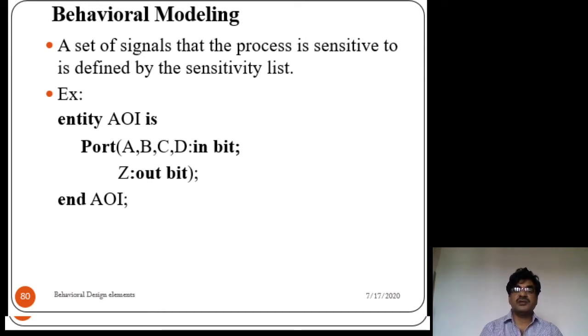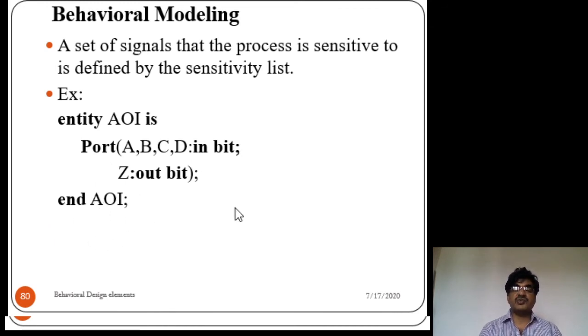So the entity of this AOI gate: entity name is AOI is, then port of how many inputs? 4 inputs, named A, B, C, D. Mode is in, data type bit, semicolon. Next, only one output. Here I am using its name as Z colon out bit, and end entity name, that is AOI.